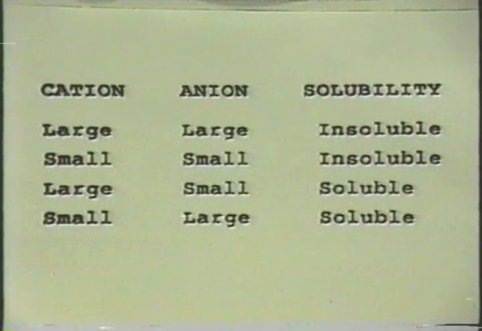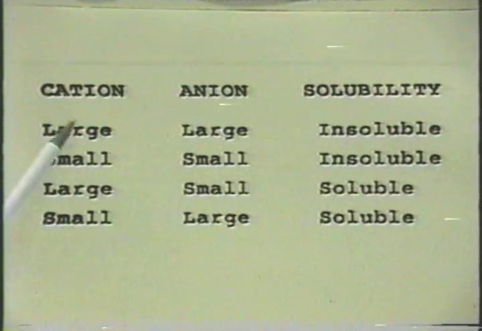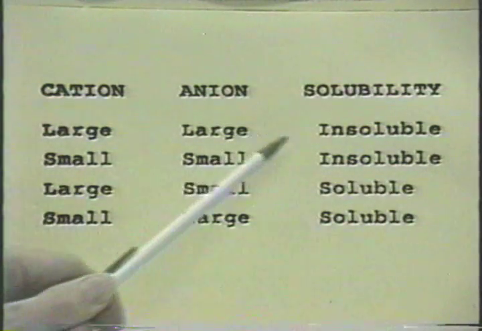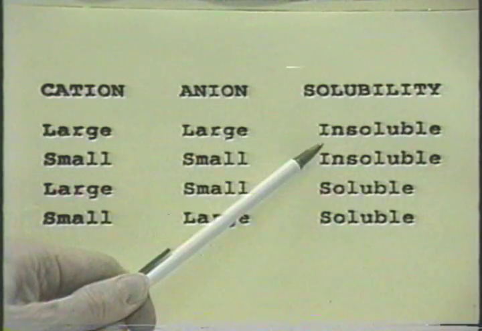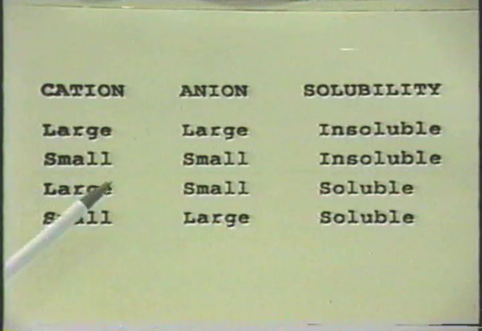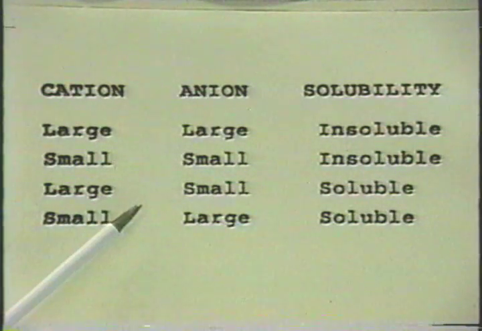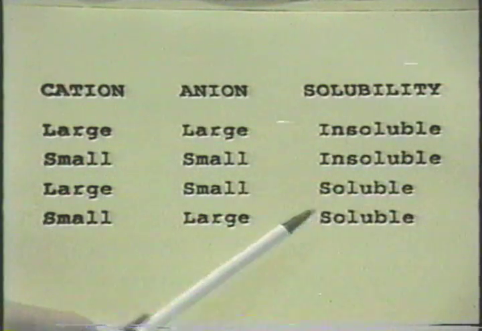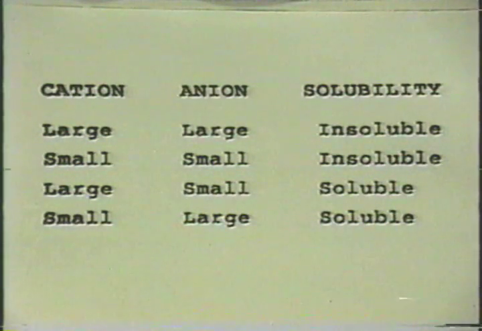Well, there's a fairly reliable solubility rule for ionic compounds in aqueous solution. If both the cation and the anion are large, or if both are small, the compound generally tends to be insoluble. On the other hand, if one is large and the other is small, the compound tends to be soluble. Well, let's see how all this works in today's experiment.